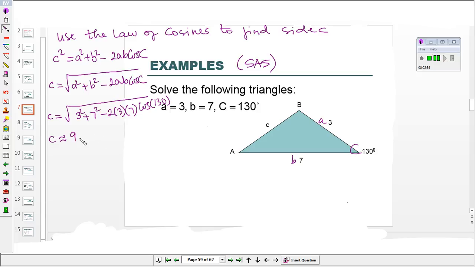Then we end up with c is about 9.219. So now we know the side C is about 9.219.